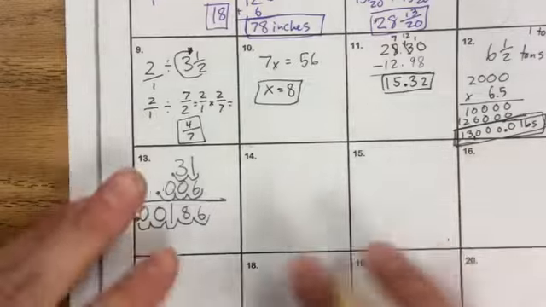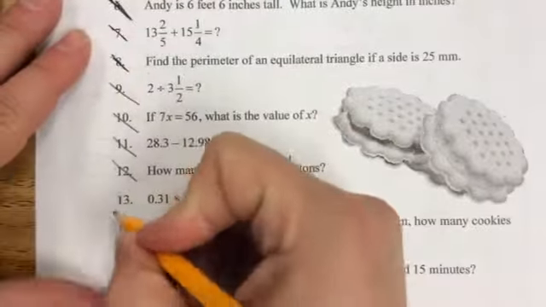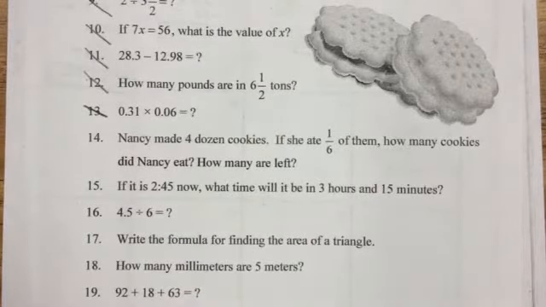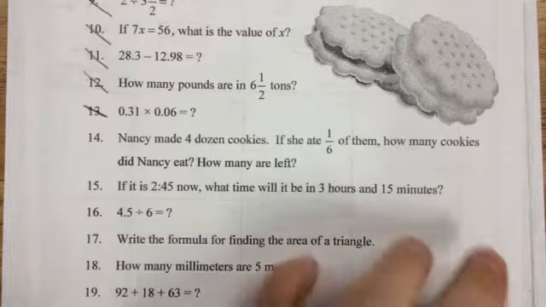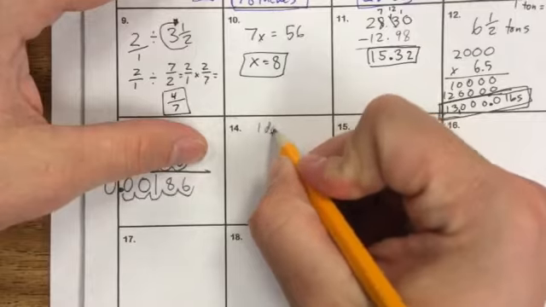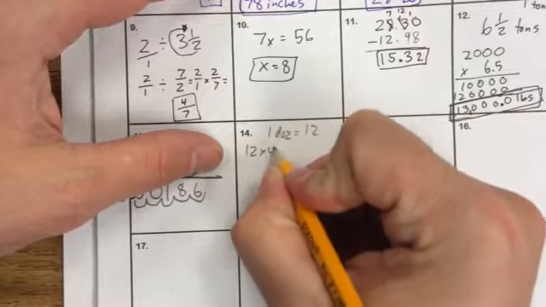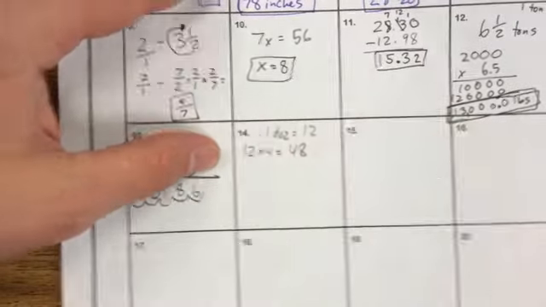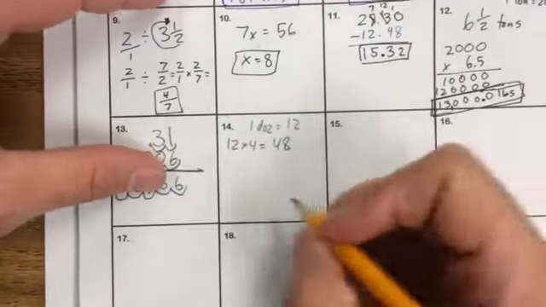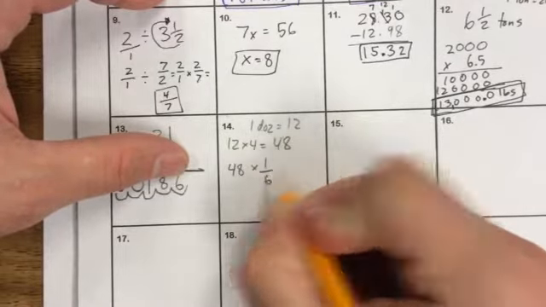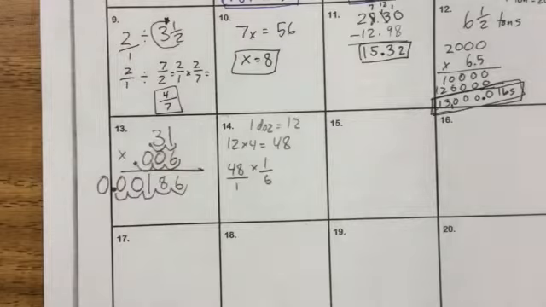So number 14, we need to take a look at Nancy made 4 dozen cookies. If she ate 1/6 of them, how many cookies did Nancy eat? How many are left? Okay, so first we need to know that 1 dozen equals 12. So she made 4 dozen, she did 12 times 4, so 48 cookies, okay? Now, if she ate 1/6 of them, we're basically doing 48 times 1/6. I need to put 48 over 1, so I can go ahead and do this.